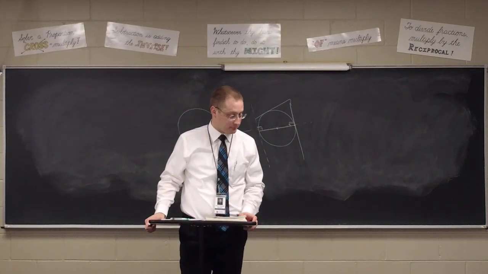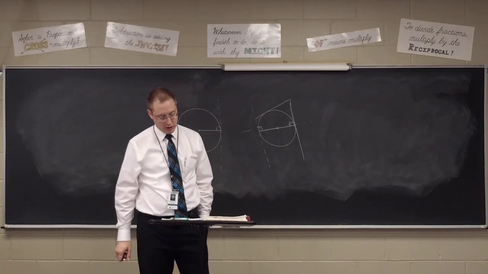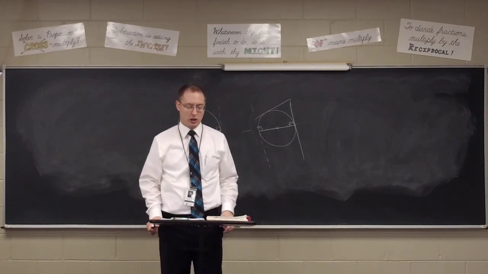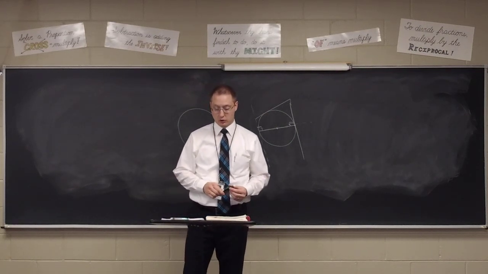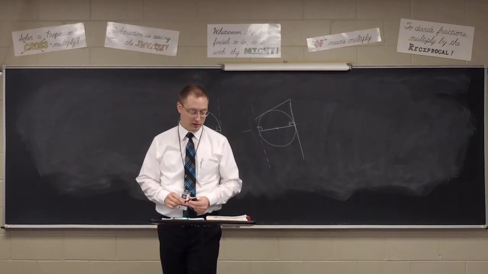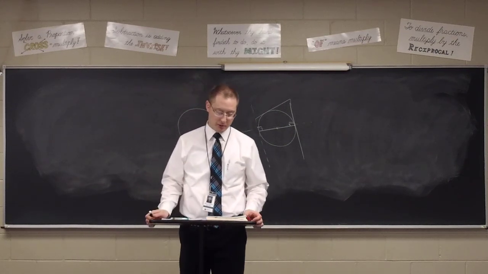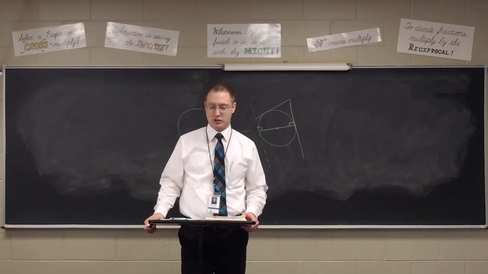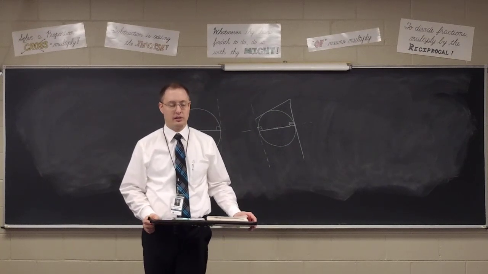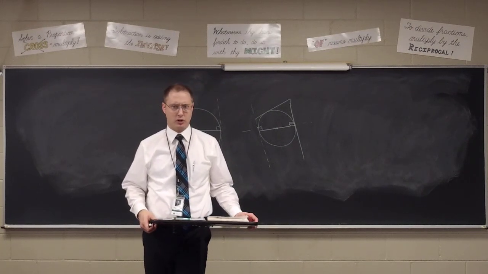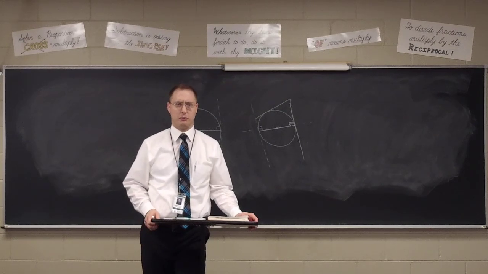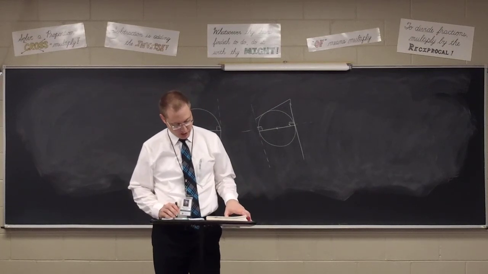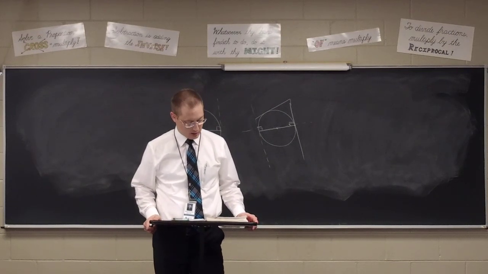Corollary 39-3. The perpendicular drawn from the center of a circle to a tangent passes through the point of tangency. There's only one perpendicular you can draw, and so if it's going to be perpendicular at the point of tangency, then your perpendicular must go through the point of tangency. The perpendicular drawn from the center of a circle to a tangent passes through the point of tangency.